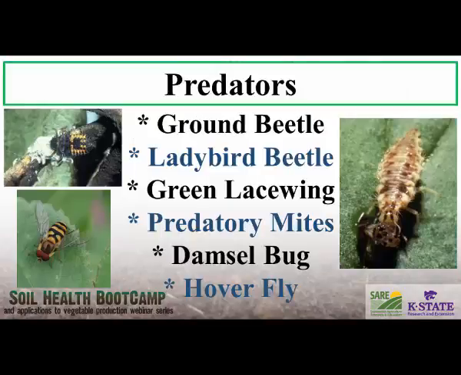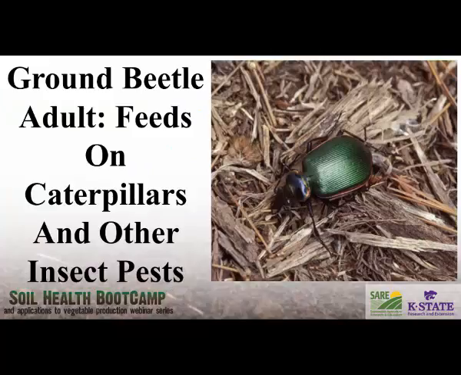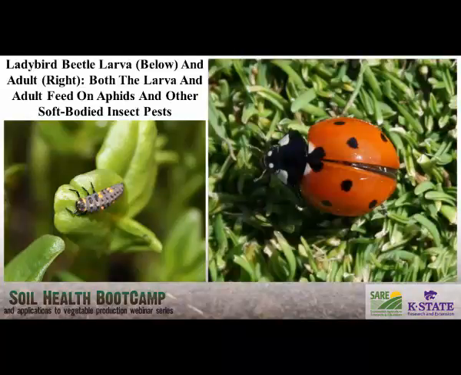Okay, let's discuss predators. There are a number of predators that may be present in vegetable production systems, including ground beetle, ladybird beetle, green lacewing, predatory mites, damselbug, and hoverfly. This image shows an adult ground beetle. Ground beetle adults can be quite prevalent in vegetable production systems. The adults feed on caterpillars and other insect pests. This image shows both the larva and adult of the ladybird beetle. Both life stages are predaceous, feeding on aphids and other soft-bodied insect pests.